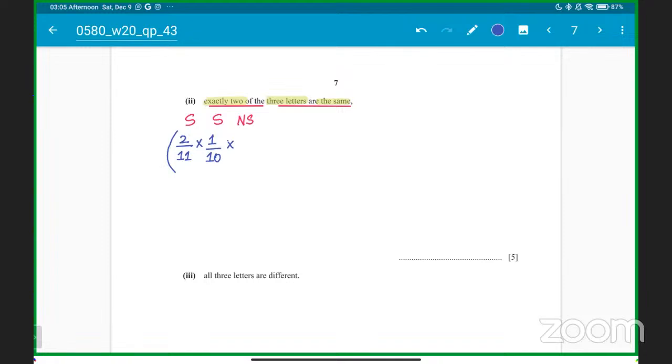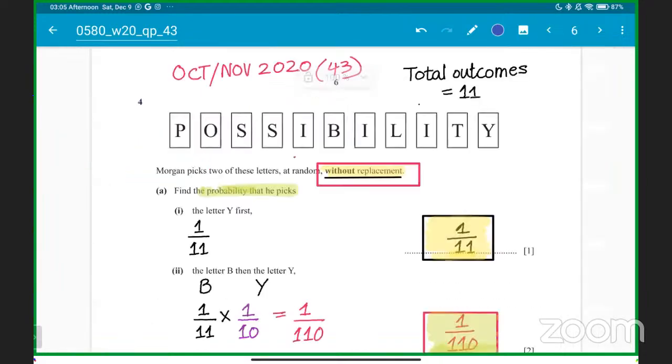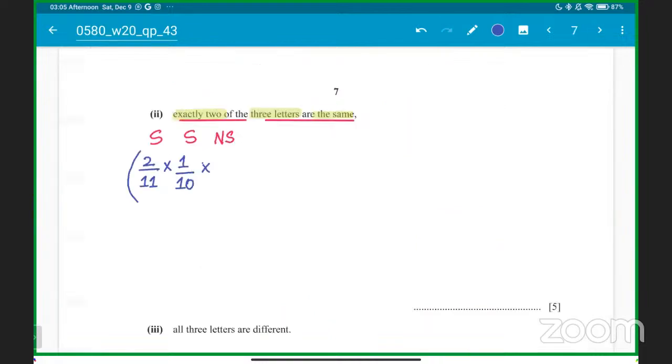Okay, so because the third one is not S, so we need to understand that it can be P, it can be O, it can be I, it can be B, it can be I, it can be L, it can be I again, it can be T, or it can be Y, okay? All of them are possible. So how many? 1, 2, 3, 4, 5, 6, 7, 8, 9. So any of the 9 options are available. Getting it, students? Any of the 9 options are available.